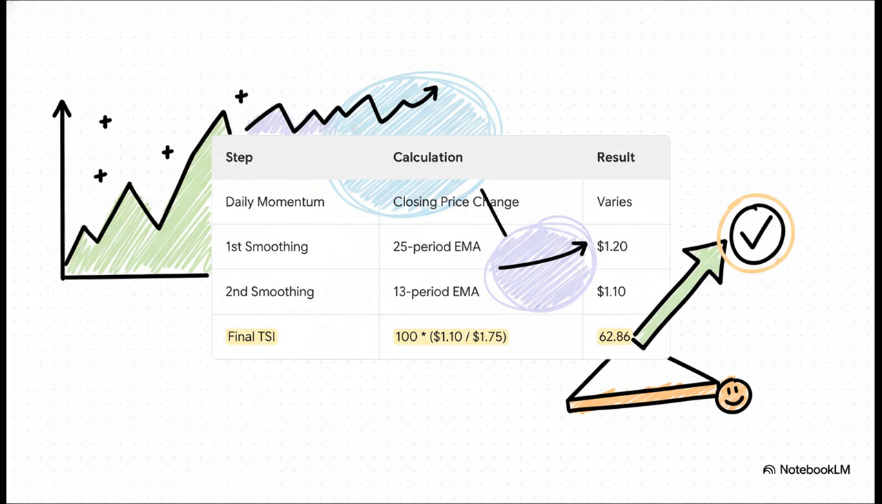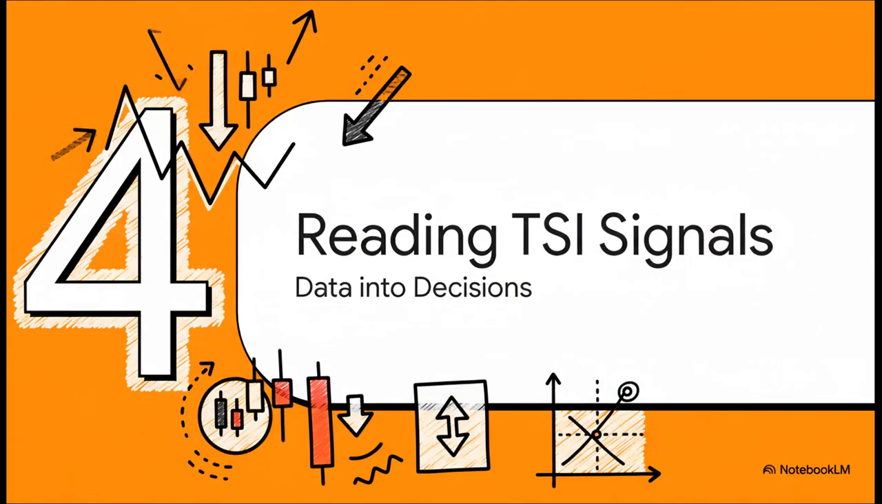And what you get at the end is pretty cool. You take all that messy day-to-day price change, you run it through that first smoothing, then the second one, and out pops a single, clean number. So in this example, you might get something like 62.86. What does that tell you? At a glance, it says bullish momentum is running strong. Simple as that.